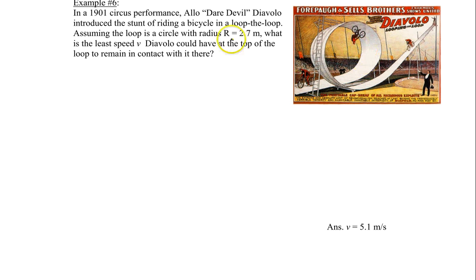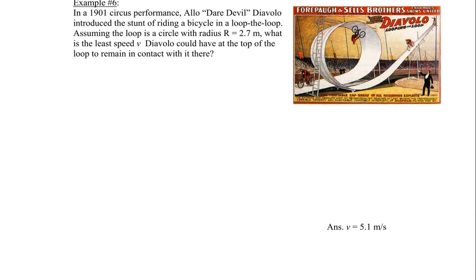And the radius is given as 2.7 meters, and we want to know what is the least speed v that Diavolo has to maintain at the top of the loop in order to not lose contact at the top of the loop-the-loop. This example can be used in several different situations. A lot of vertical circles, like for example a roller coaster, would be the same real setup.